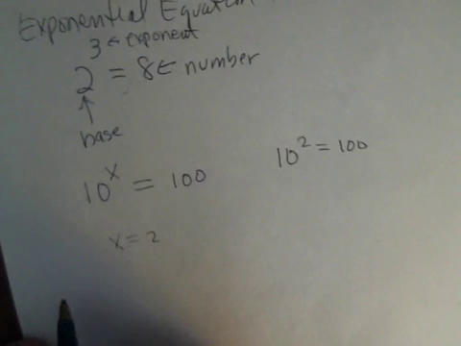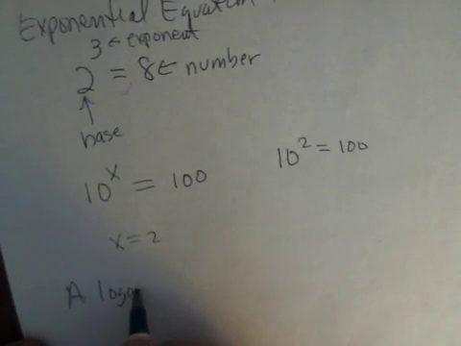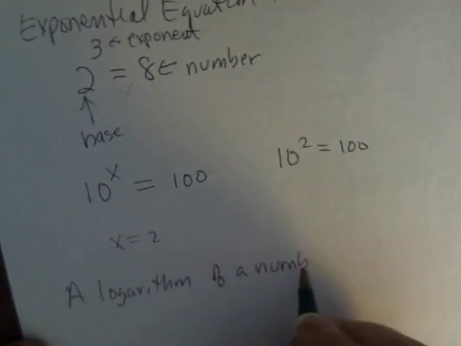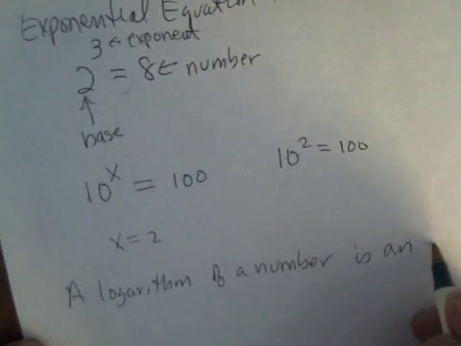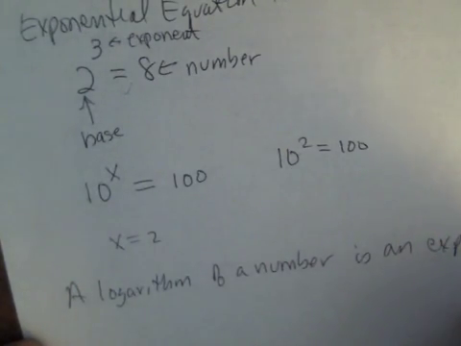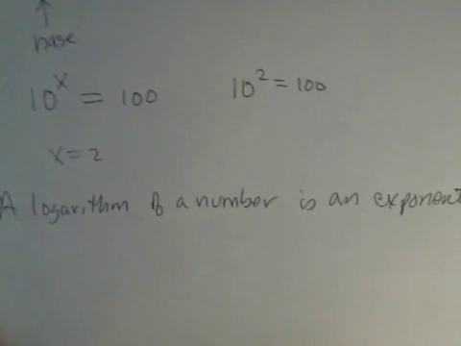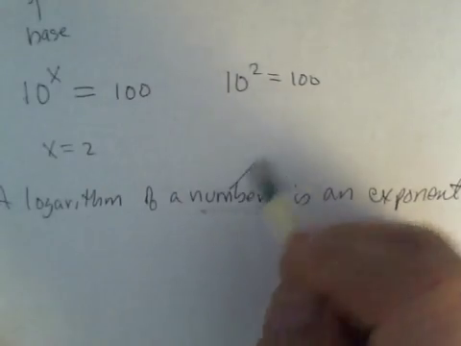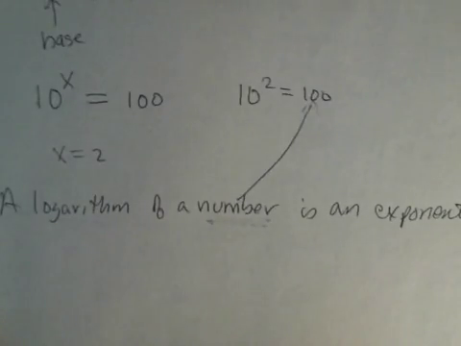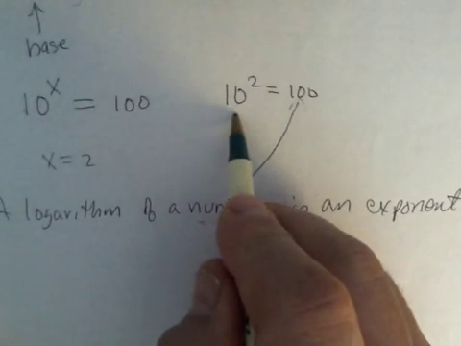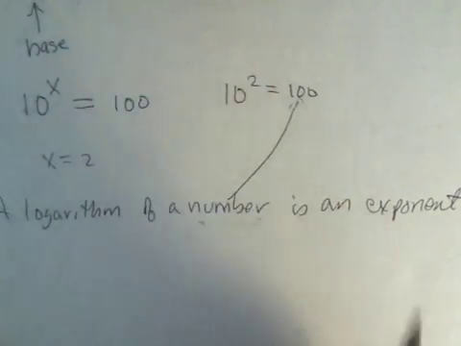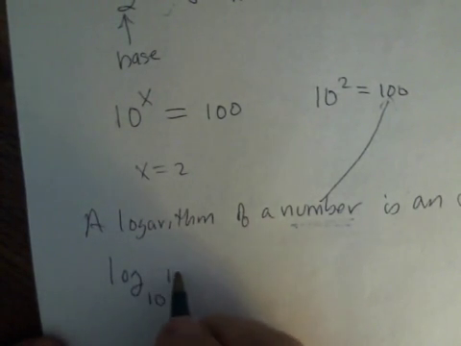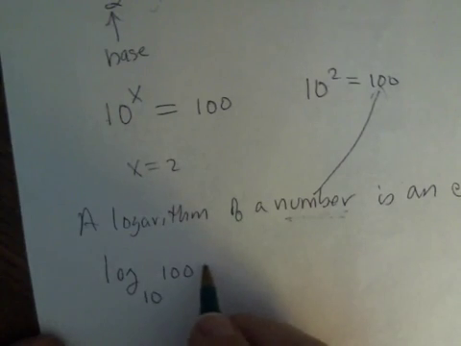Because a logarithm of a number is an exponent. So you notice that I did say logarithm of a number, and that's my number in my exponential equation. That is my base. That is my exponent. So if I rewrite this as a logarithm, 10 is my base, 100 is my number, and I put that into my calculator.